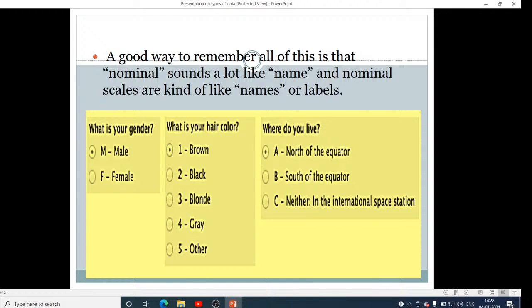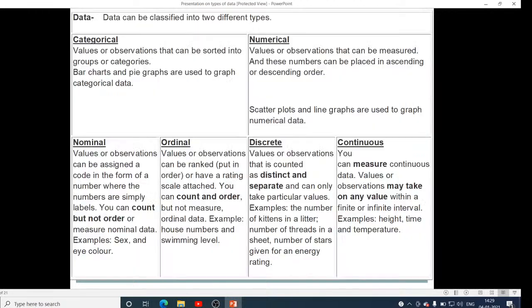So we want to identify male as M; we coded male as M and female as F. So we are giving labels to these data. So this is called nominal data. Okay. So for identification purposes, we are giving labels. This is the overall slide about data and data types and subtypes.